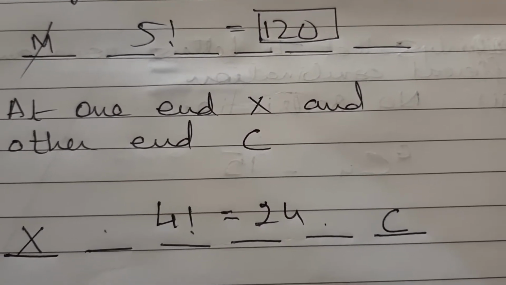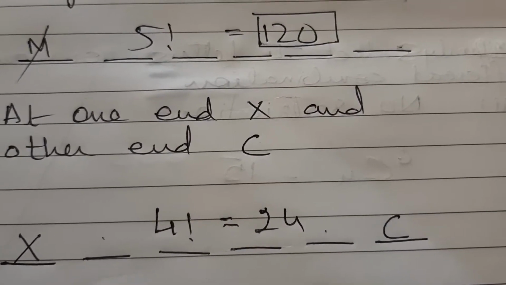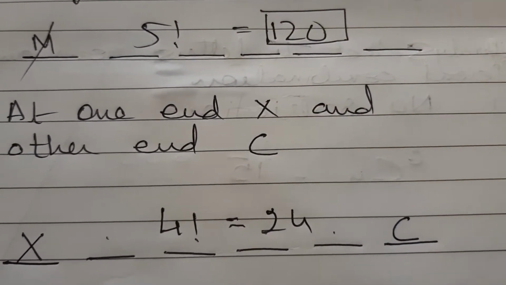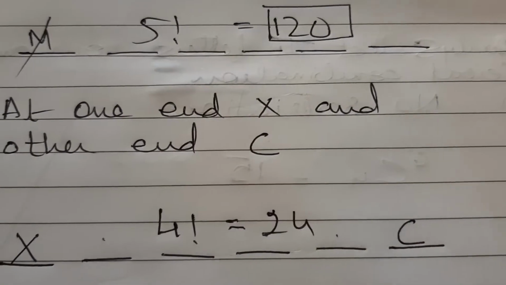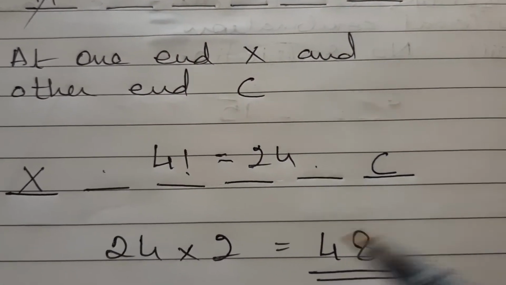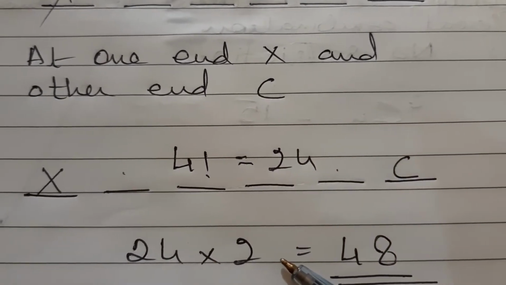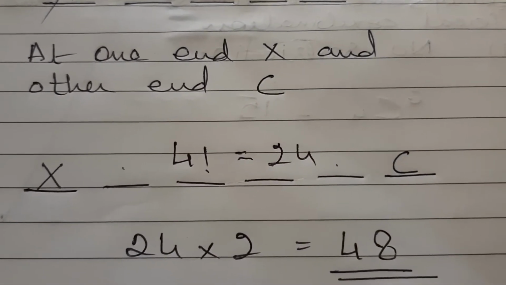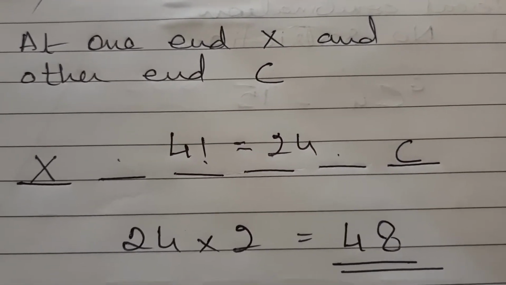Do you think it is a complete answer? No, it's not. Why? Because C can be in the beginning and X can be in the end. So exactly the same situation. So that's why we will multiply 24 by 2. So total possibilities are 48.